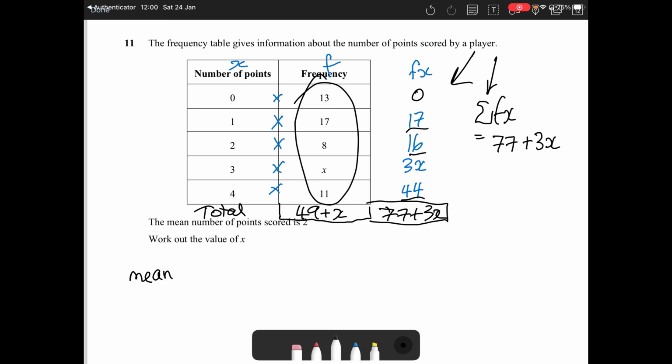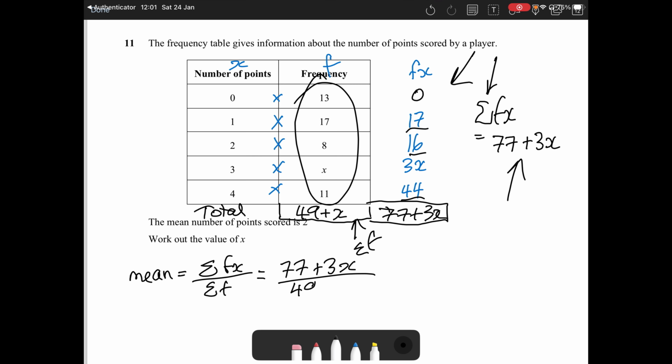Usually to get the mean, we do sigma fx, which is this thing here, and we would divide it by sigma f. Sigma f meaning the sum of frequencies. Now, it's tough because we're going to have a fraction. We can't really divide these things. We've got x in the mix, and that does make it a bit more challenging. But if you did this, the answer would be the mean, which we are told is 2. It tells you right there in the question. So we've now got an equation, and we need to solve it.